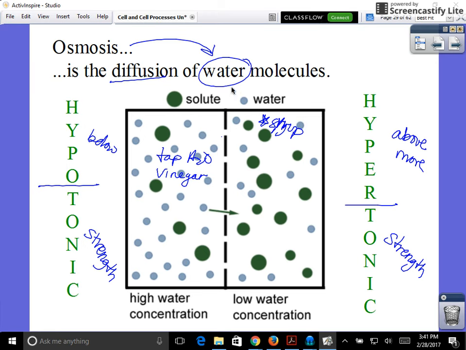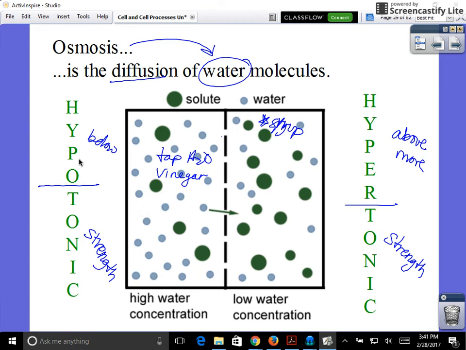Osmosis is the diffusion of water. So in this case, we need to work on some terminology. We have hypotonic, which means below strength, hypertonic, which means above strength. So hypo means below, hyper means above. And when we're talking about strength, we're talking about the amount of solute. Notice that the term hypotonic means below strength, so less solute, but more water.